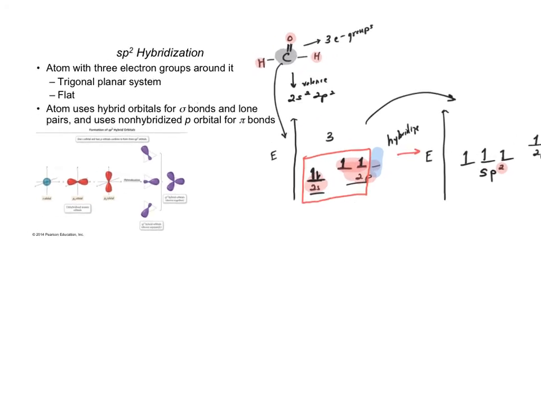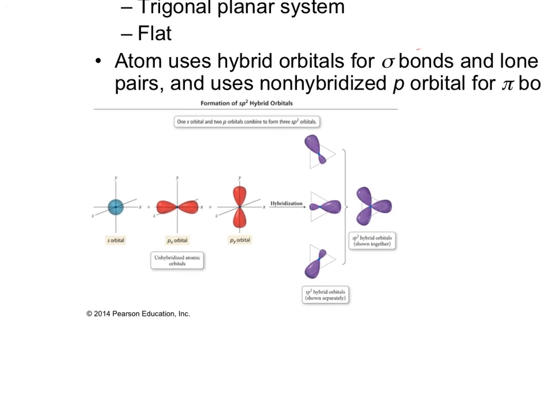What these would look like is, if we're taking in an s and then two p's for these new hybrid orbitals, when we average them, we weight them, we end up with three new sp2 hybrid orbitals, right? And when we combine them, they all lie in the exact same plane, 120 degrees apart from one another. So we'll say that's the plane of the paper, and they're all 120 degrees apart.